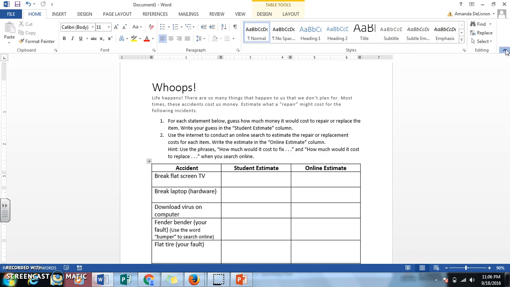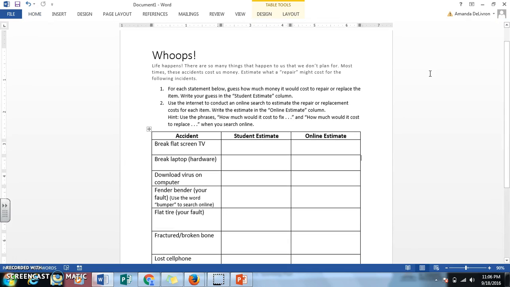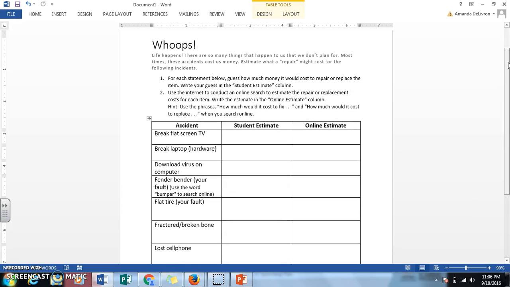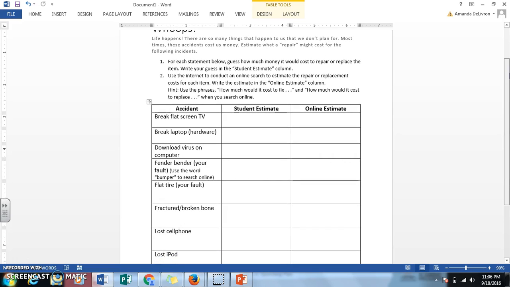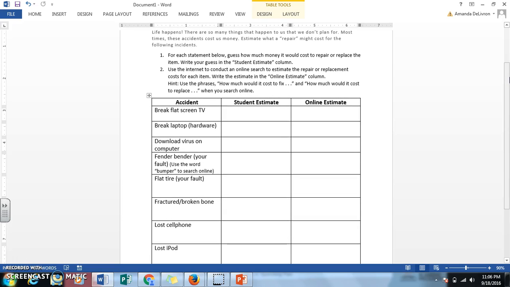In your notebook, you should have a paper that looks like this. It says whoops at the top, and then it explains the scenario that we just talked about. Your directions for this assignment are for each statement below to guess how much money it would cost to repair or replace the item. Then write your guess in the student estimate column. So you're taking a guess at how much you think each of these accidents should cost before you look online.